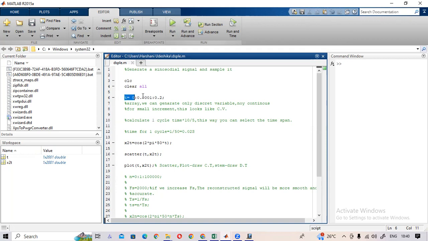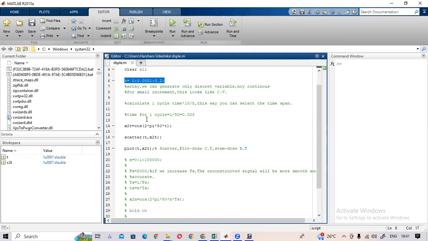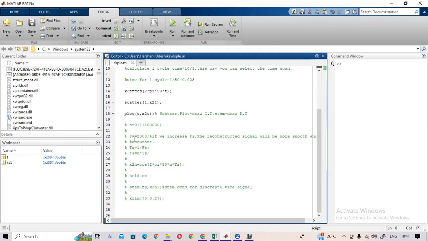So when you are selecting these time points, you should think about all the things. You can select very near points, but if you select very near points, the gap is getting low, and the number of samples, the number of points you should calculate, will be higher. So that is also one disadvantage. Okay, so that is how we generate the sinusoidal signal.